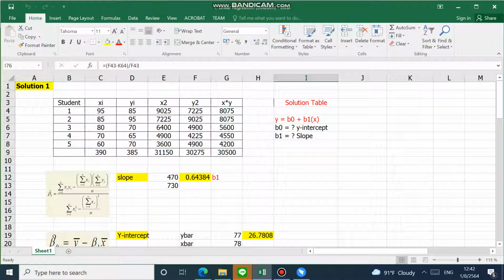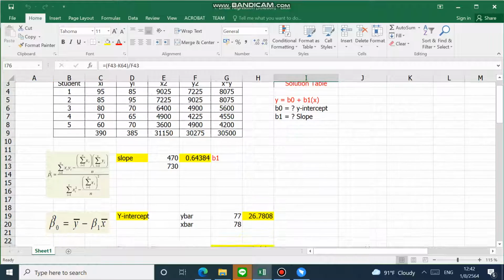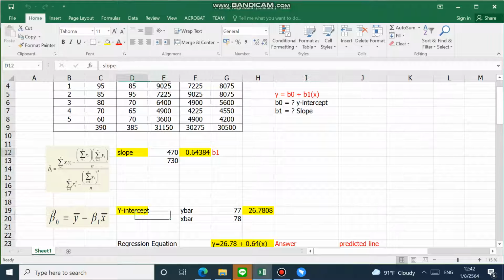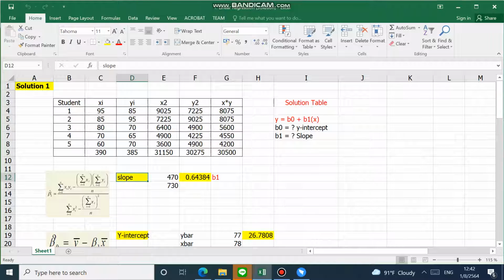The first thing that you are going to find is slope and y-intercept. If you can get these two values, slope and y-intercept, you can get the linear regression equations. So we have the formula to compute slope and also y-intercept. In order to compute slope, you need to create a table.